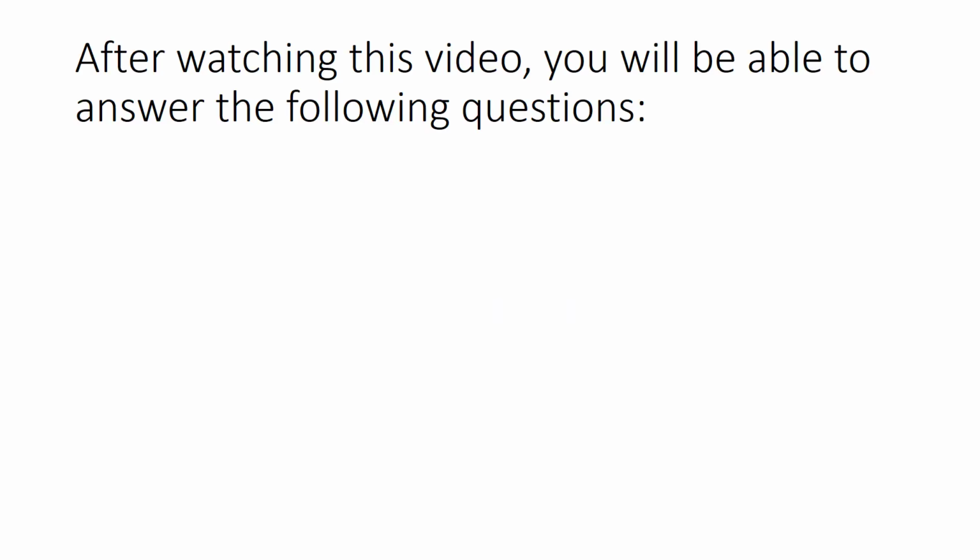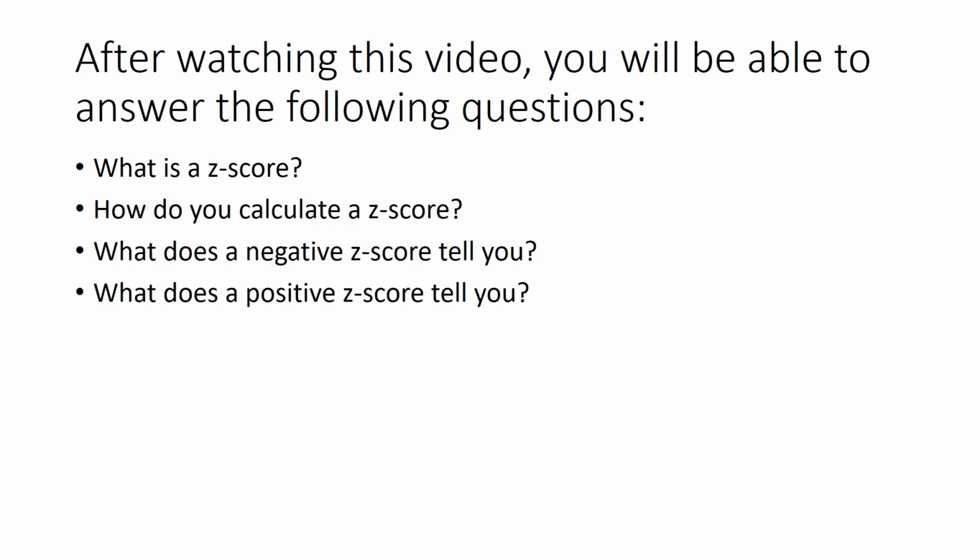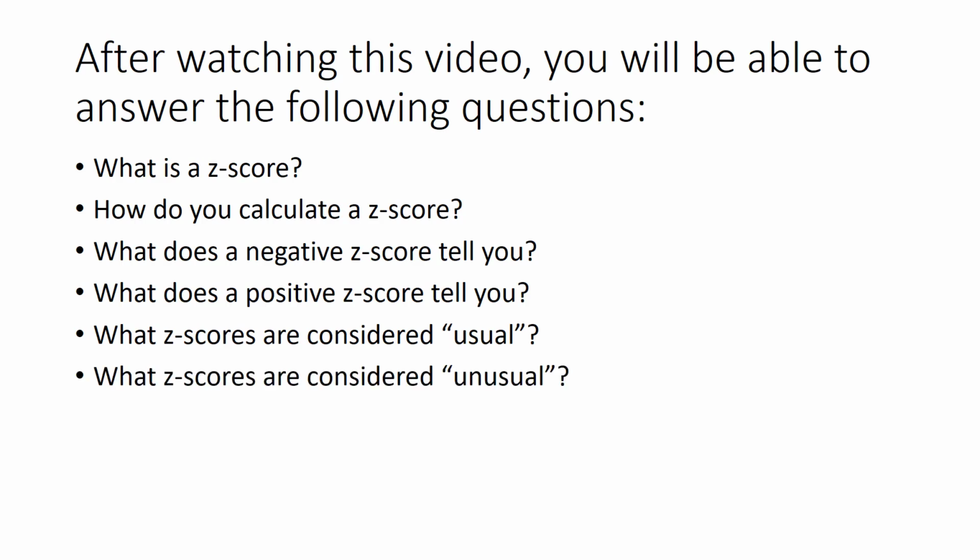After watching this video, you will be able to answer the following questions. What is a Z-score? How do you calculate a Z-score? What does a negative Z-score tell you? What does a positive Z-score tell you? What Z-scores are considered usual? What Z-scores are considered unusual? And why do we use Z-scores?